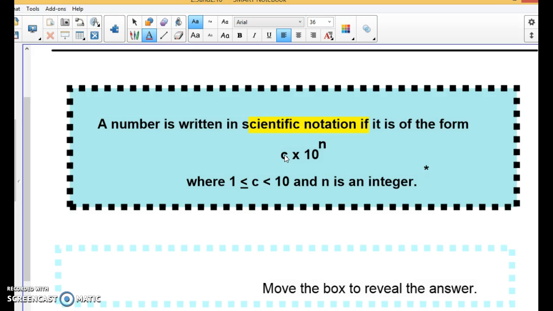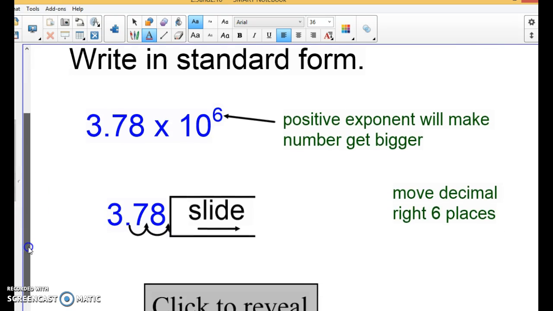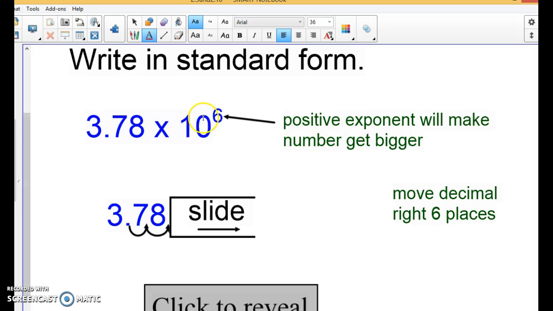I know on MCAs they'll say, how would you write this 7 billion number? Well, if they write like 70 times 10 to the 4th power, well, you know that's not going to be right because 70 isn't between 1 and 10. And so kind of just like with graphing, so I see 3.78 times 10 to the 6th power.